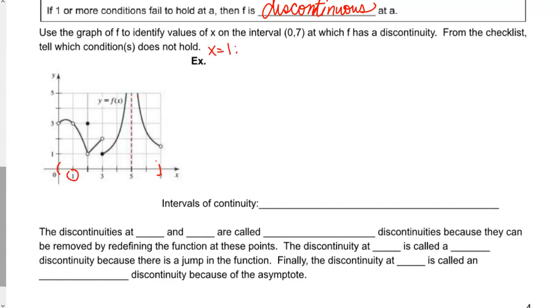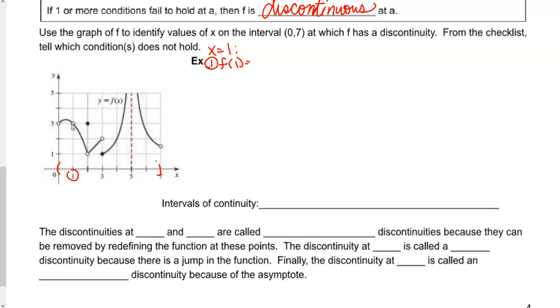For x equaling 1, I need to check those three conditions. Number one is, what is f of 1? If I look along x equaling 1, and I look for f of 1, that is where the function value exists. That's the dot or the line that goes through there, symbolizing kind of a dot.